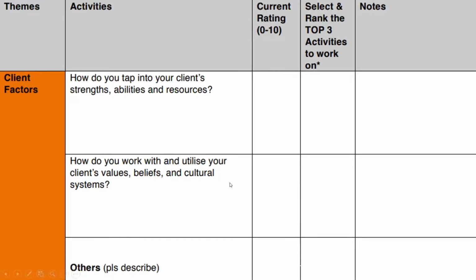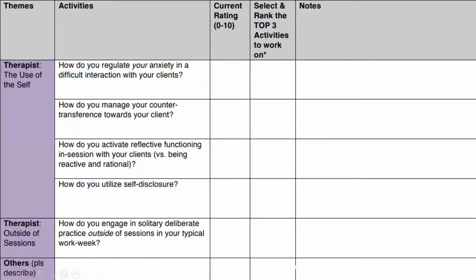So, questions to ask myself. When it comes to the therapist factors, again, the use of the self. How do I regulate my anxiety in a difficult interaction with my clients? How do I manage my countertransference towards a client? How do I activate reflective functioning in session with my clients versus being reactive and irrational? How do I utilize self-disclosure, like I mentioned? And then, outside of sessions, am I engaging in some solitary deliberate practice in a typical work week?